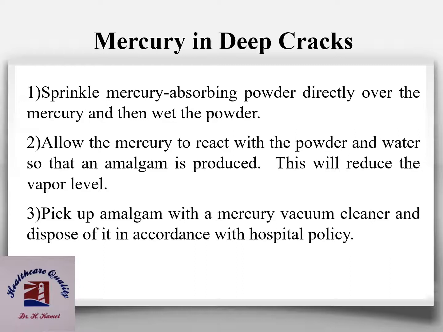Mercury in deep cracks: sprinkle mercury absorbing powder directly over the mercury and then wet the powder. Allow the mercury to react with the powder and water so that an amalgam is produced. This will reduce the vapor level. Pick up the amalgam with a mercury vacuum cleaner and dispose of it in accordance with hospital policy.